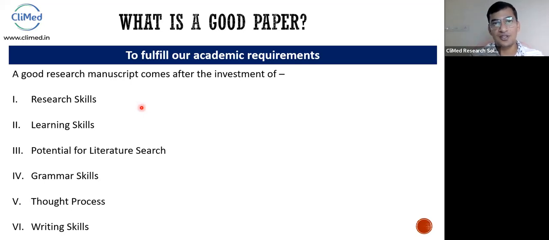That's very important. When I'm talking about literature search, that's not only about searching the literature, but how to get the information out of that, what kind of information you need for your paper, what kind of information exactly you need for your objectives, right? So that's important when I'm talking about potential for research literature. Okay, and then grammar skills.